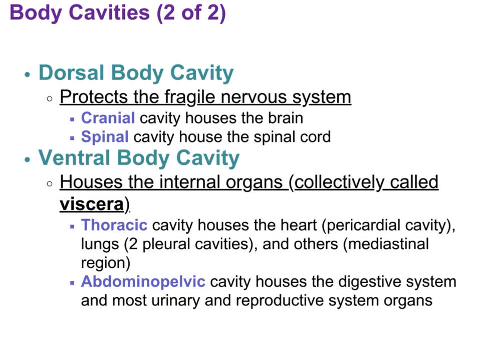Thoracic is above your diaphragm, abdominopelvic is below your diaphragm, and we're going to look at thoracic first, with its 2 pleural cavities protecting the lungs, its pericardial cavity in the middle mediastinal region, and the superior mediastinum that's above it. And then we'll move on to your abdominopelvic cavity, where we have digestive, urinary, and reproductive organs.